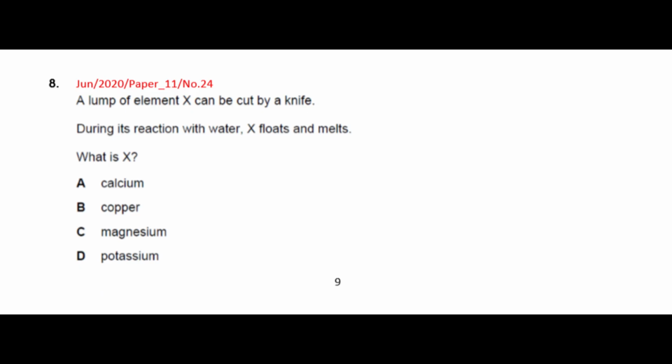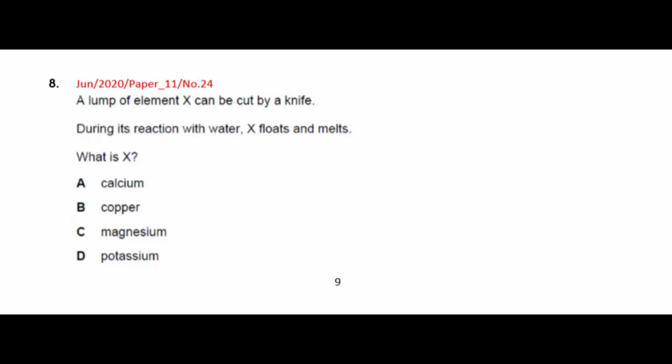Alright, so the next question is: a lump of element X can be cut by a knife. During its reaction with water, X floats and melts. What is X? As we know, group 1 elements are very soft. In their physical properties we have studied that they can be cut with a knife just like butter.